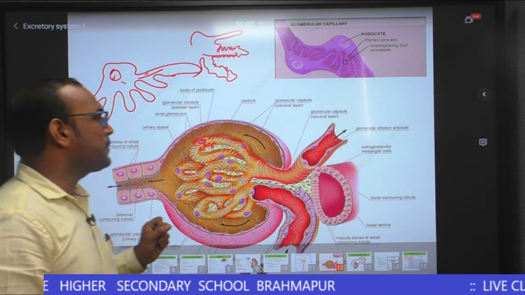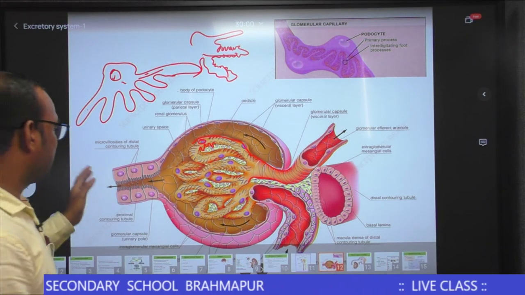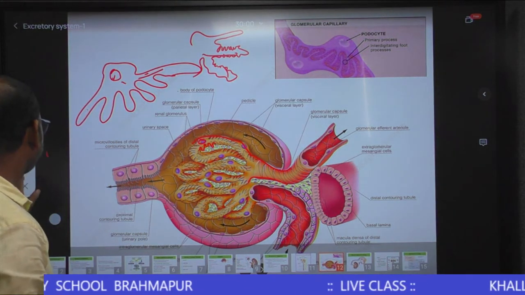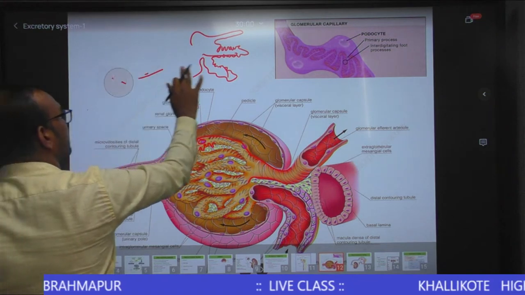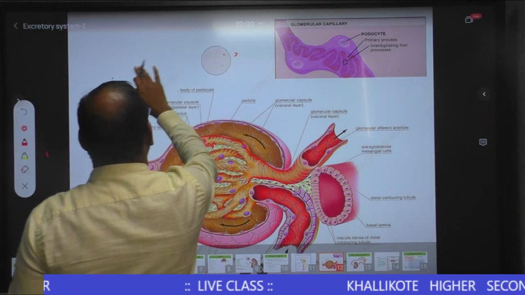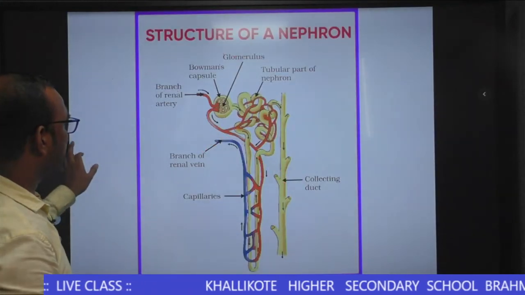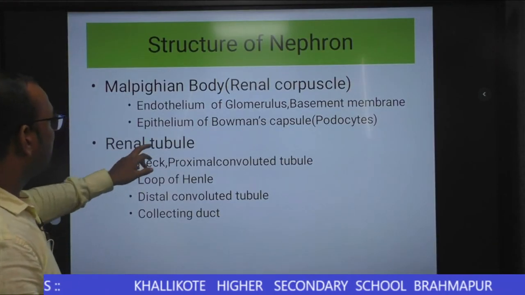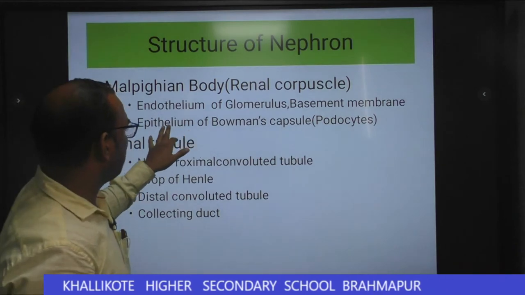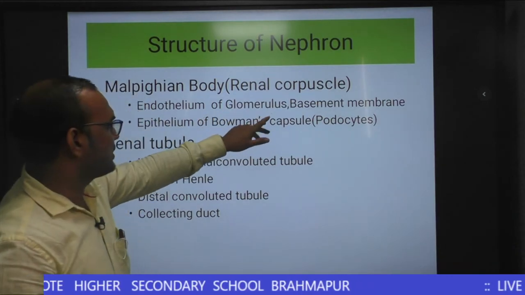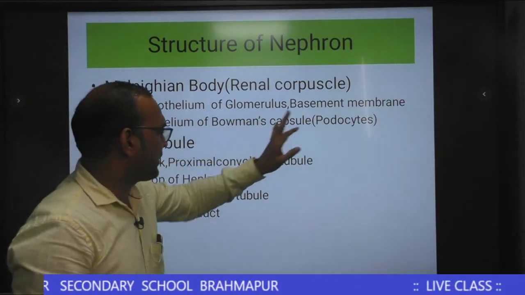So this is the structure of the glomerulus. Okay, now let's see. The endothelium of the glomerulus is there, the basement membrane is there, and the epithelium of the capsule is there.